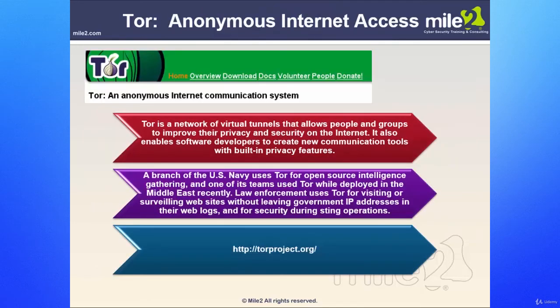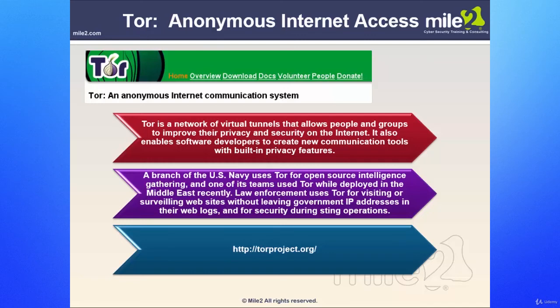As I mentioned before, when you're targeting the website and doing your active reconnaissance, you may want to use something like Tor. This is basically a network of virtual tunnels that allows people and groups to improve their privacy and security on the internet. It also enables software developers to create new communication tools with built-in privacy features.